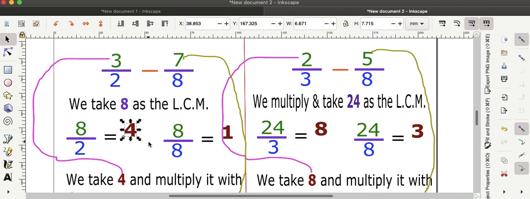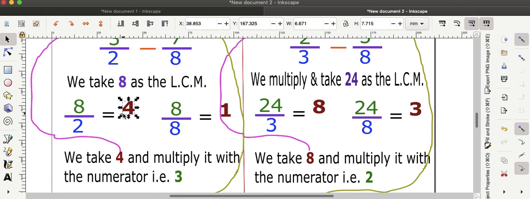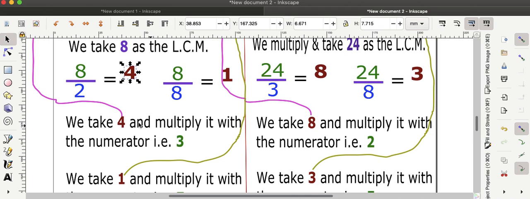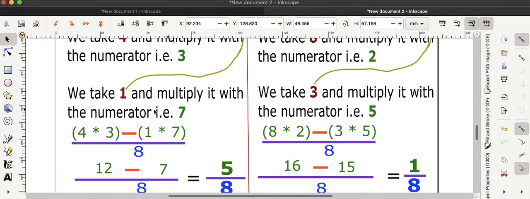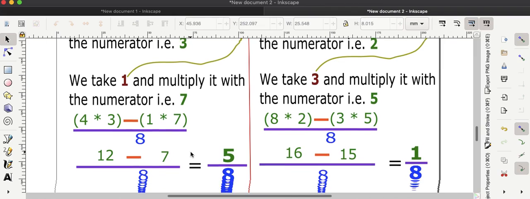Now we take these values and multiply them with the numerators. We take 4 and multiply it with the first numerator, which is 3. And we take this 1 and multiply it with the second numerator, which is 7. So we do that. 4 into 3, and let this be in brackets, minus 1 into 7. So 4 threes are 12, 1 seven is 7. The minus or plus sign does not change unless you have a minus inside this. Otherwise, it will have no effect. So 12 minus 7 is 5 by 8.